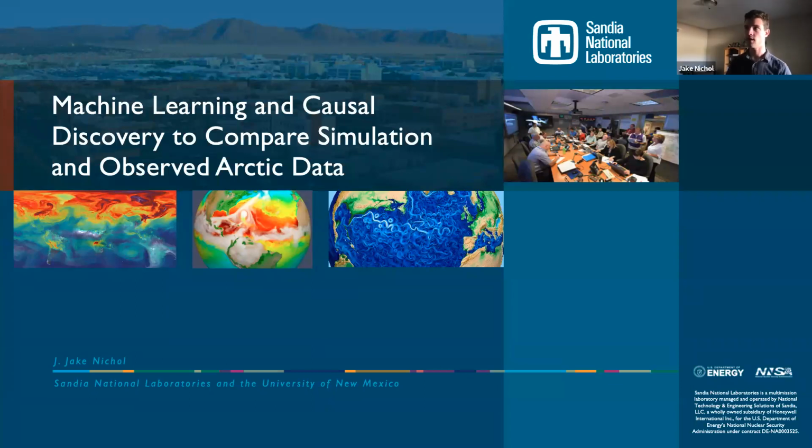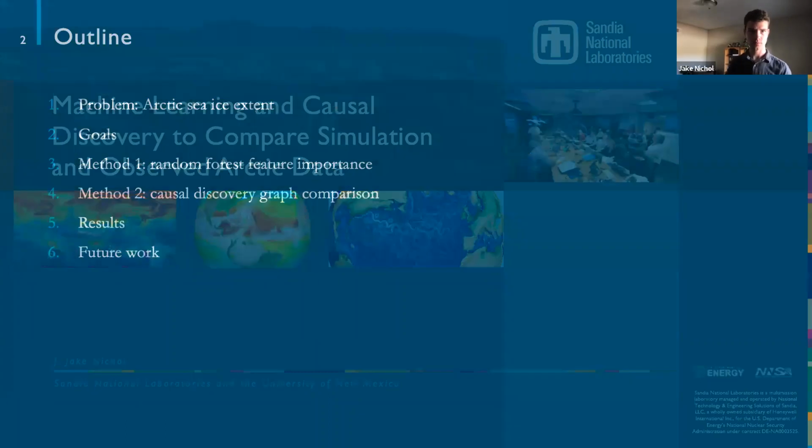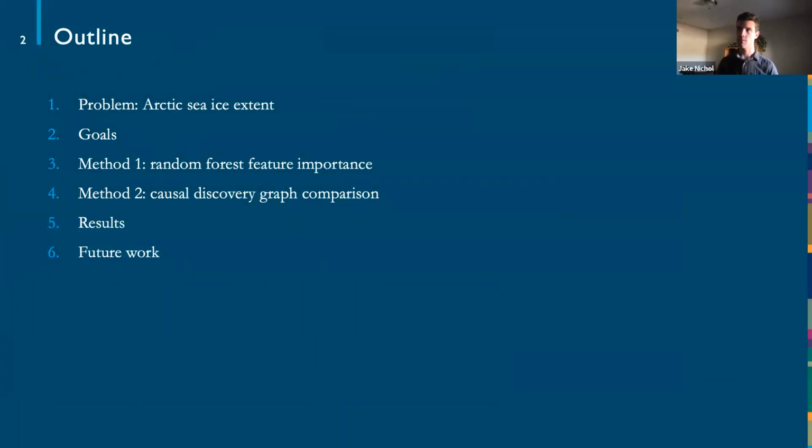So, machine learning and causal discovery for comparing simulation and observed Arctic data. I'm going to talk first about the problem that we want to address, the goals for our methods, and then I'll discuss these two methods. One, the random forest feature importance, which is work that we conducted a little more than a year ago. And then some current work, and I'll show some preliminary results of method 2, causal discovery graph comparison. And I'll show the results so far and discuss future work.